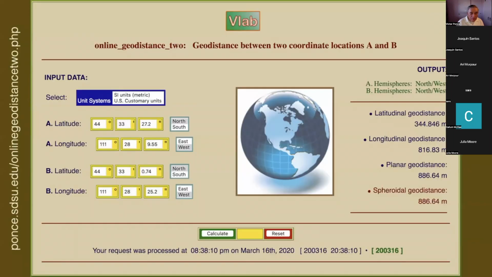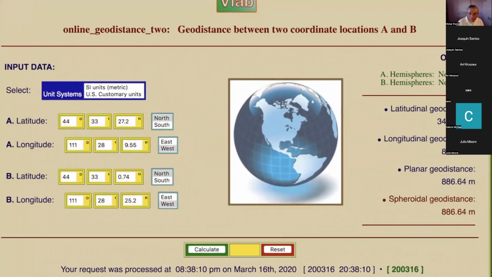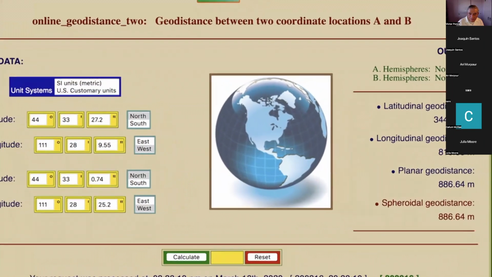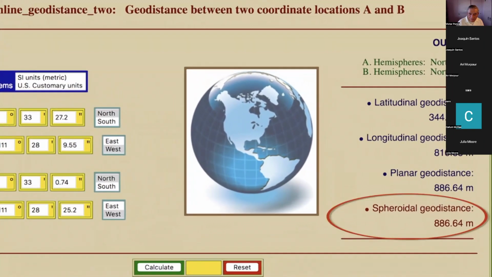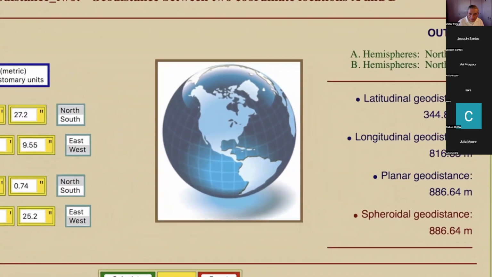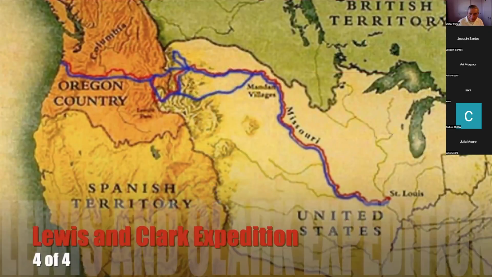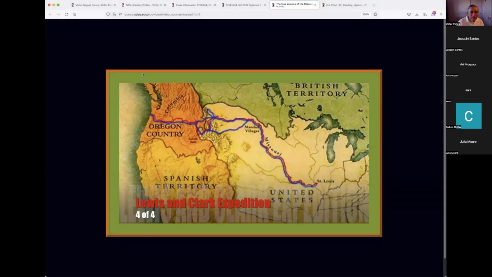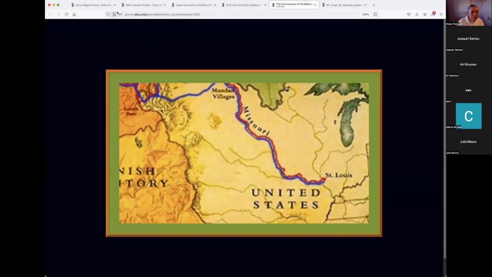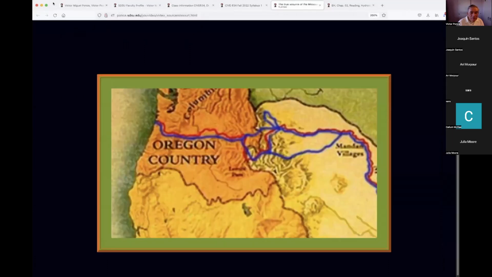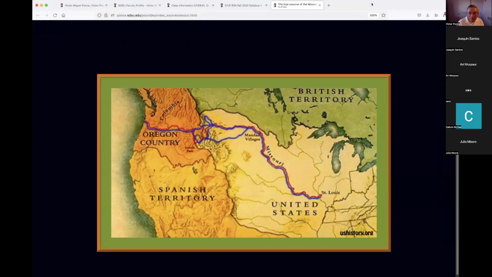The geodistance between the 2 points may be calculated using the online calculator Online Geodistance 2. The result shows that the geodistance between the 2 points is 886.64 meters, that is 2,908.9 feet.